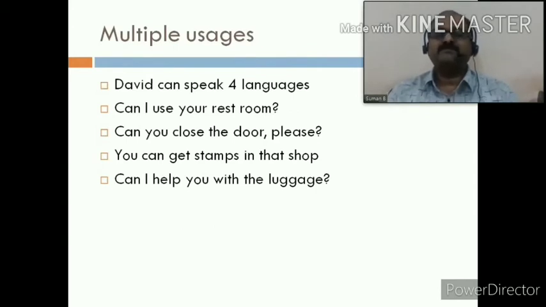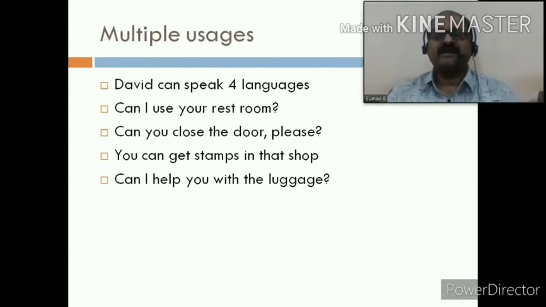You can get stamps in that shop. Do you think this refers to ability here? There is not even a person involved here. You're talking about a shop. Are you saying that the shop has the ability to sell stamps? Not really. Here, can is being used to express possibility. This is another language function. All these are various language functions.